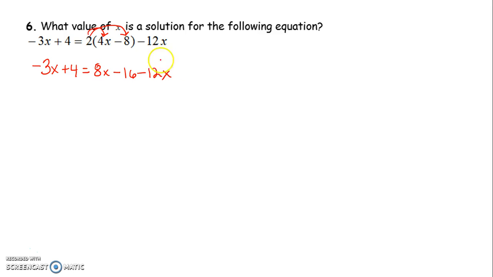Then I look on this side and I say, oh, I can combine some like terms. I can combine 8x minus 12x. 8x minus 12x would be negative 4x. We still have the minus 16. On the left-hand side, we have negative 3x plus 4.